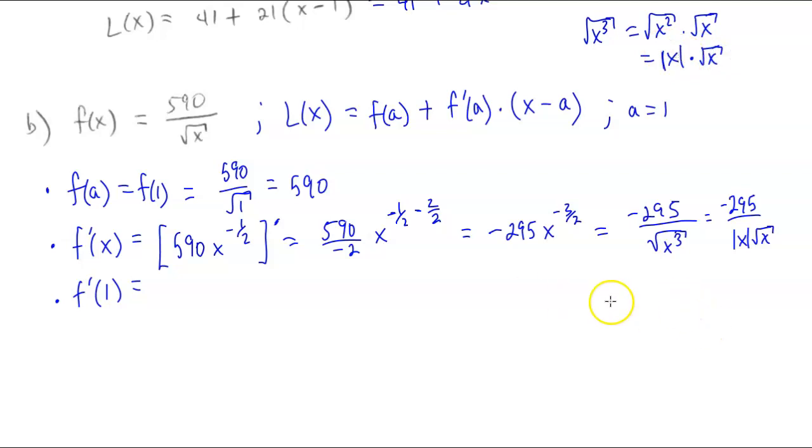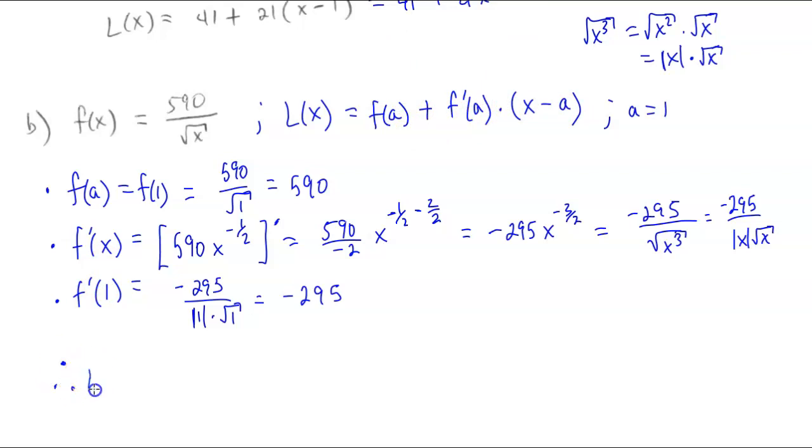All right, so now that I have that, then of course f prime of 1, all I have to do now is just stick in 1. And this is absolute value of 1 times square root of 1. Of course, that just ends up being a negative 295. So I have f of 1, I have f prime of 1. So I think we pretty much got everything that we need.